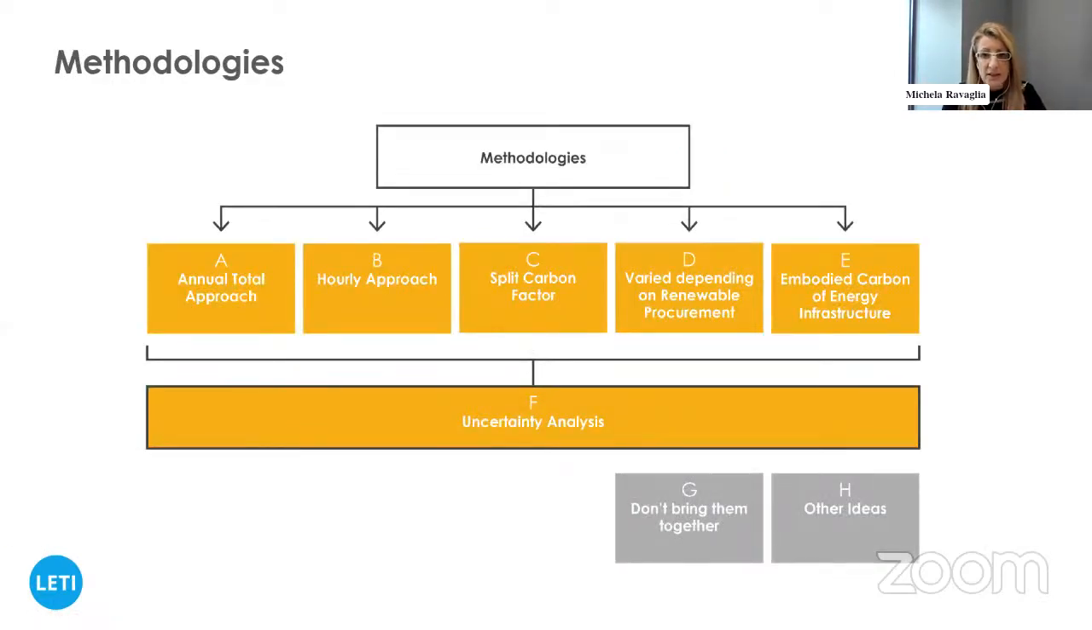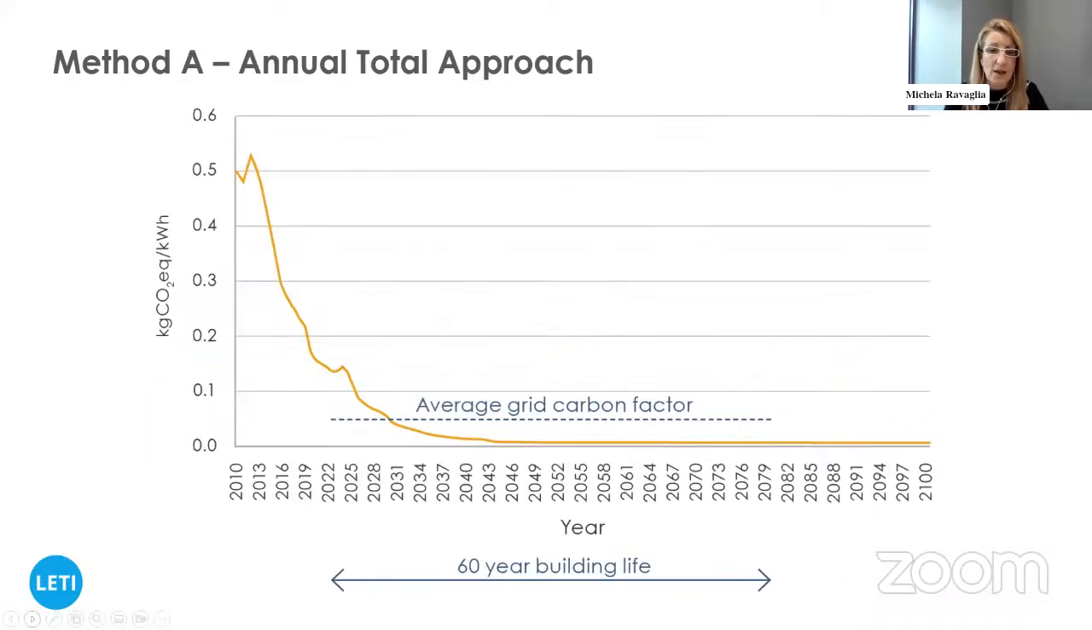This resulted in the 6 sub-work streams shown in this table. We will briefly go through them one by one. The group was split into subgroups, one for each sub-work stream, and developed the methodology further, exploring their advantages and disadvantages and refining assumptions. So the first one is method A.